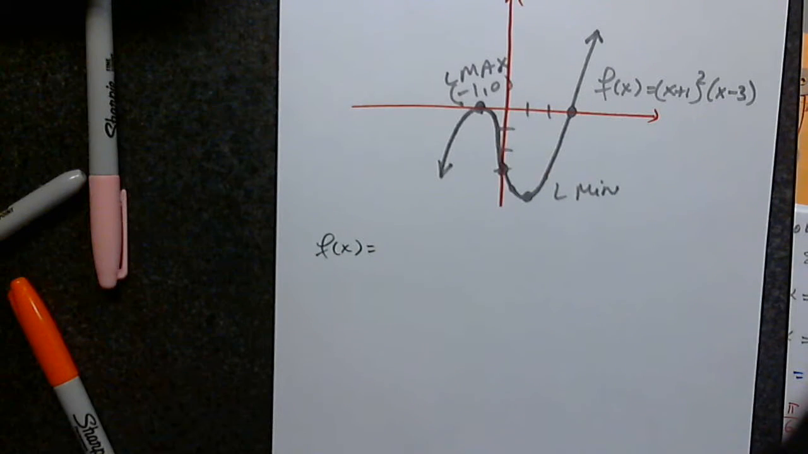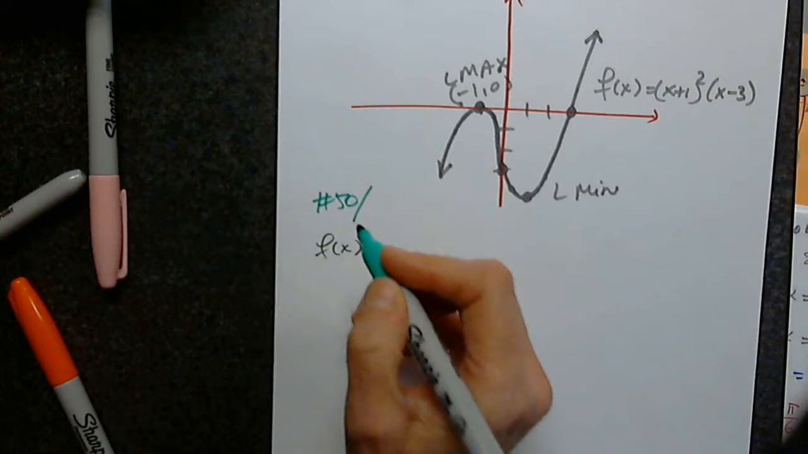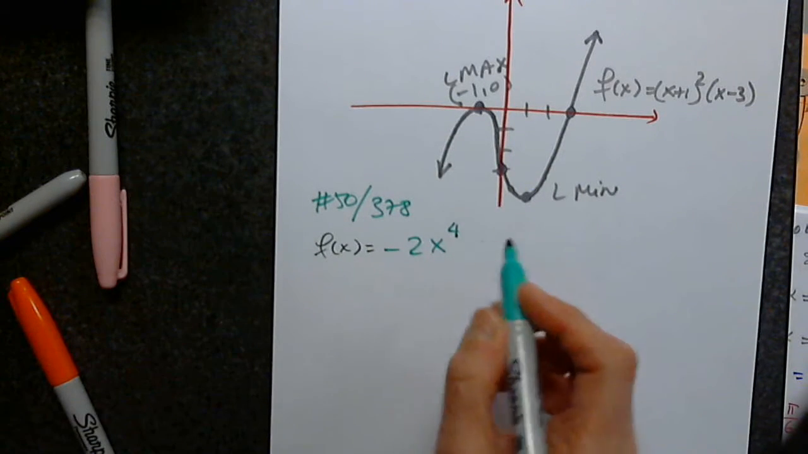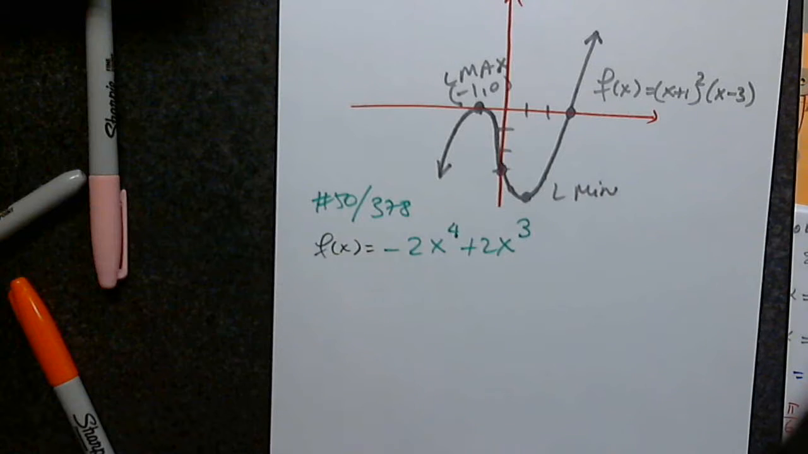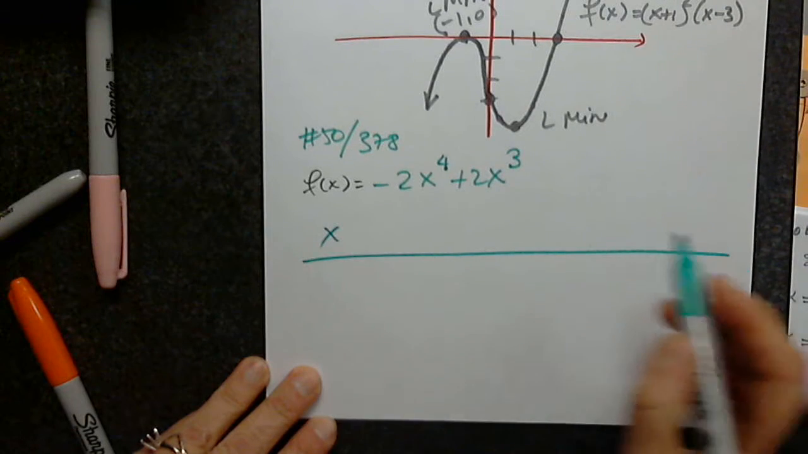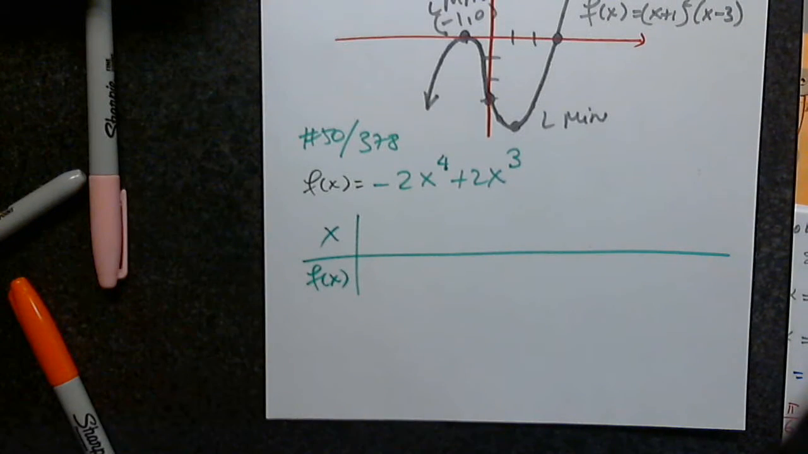So let's choose between 41 and 64. I would like something like 49 or 50, if you'd like. Okay, let's do 50. So this is indeed problem 50 on page 378. And that is negative 2x to the 4th plus 2x cubed. I get my chart going. Now we know what we have to put in the chart.